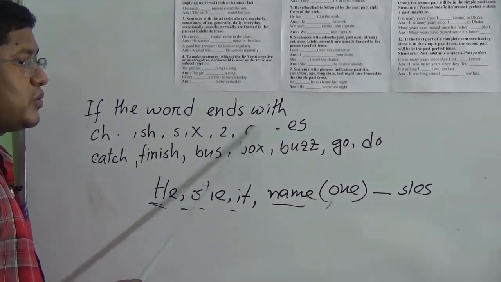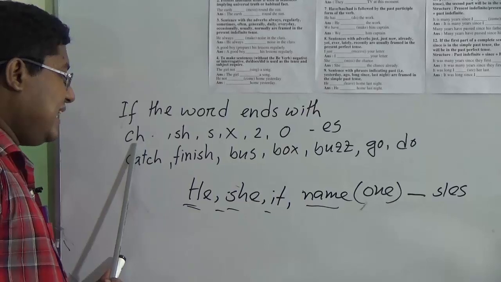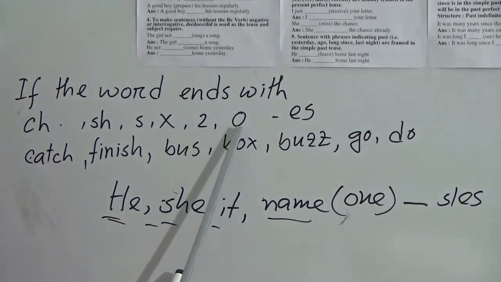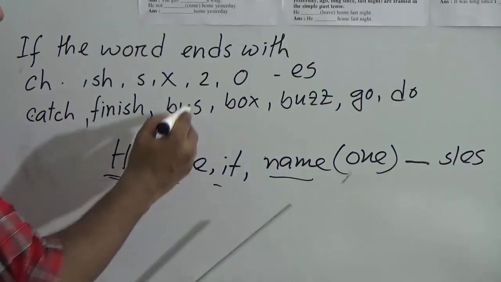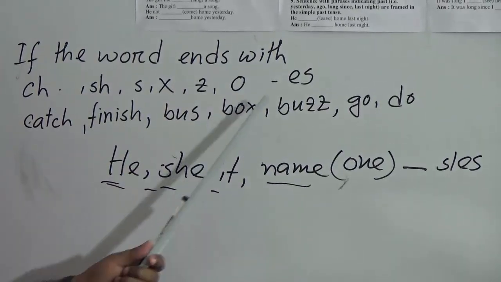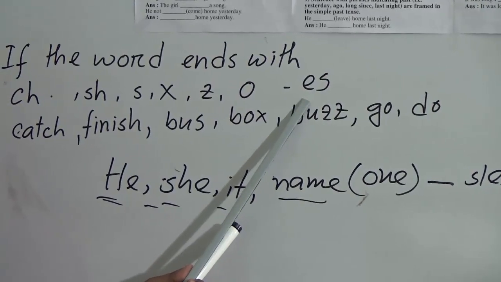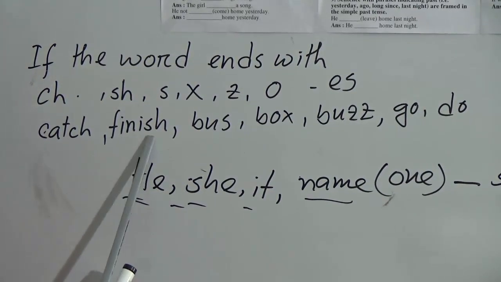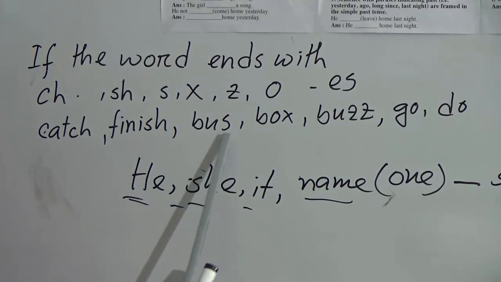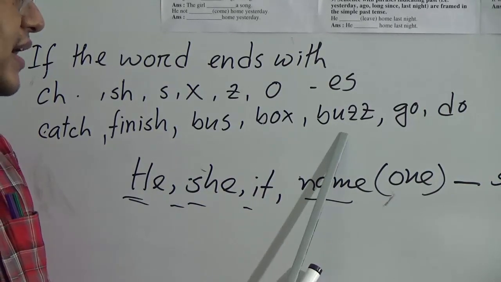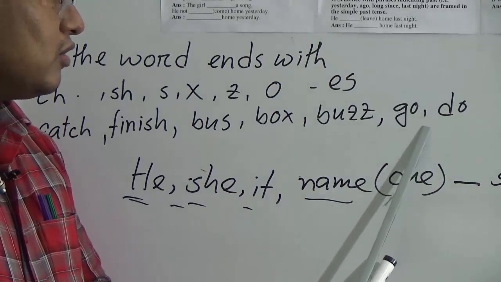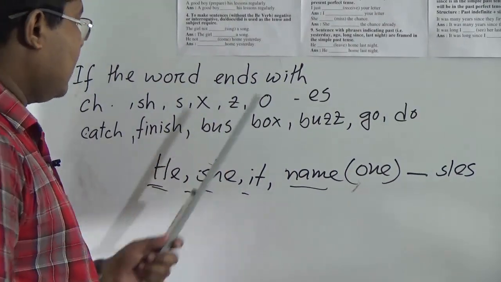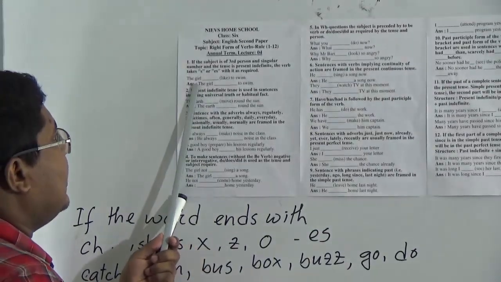So come to this topic. If the word ends with ch, sh, s, x, z or o, we will add es after the verb. So catch, catches; finish, finishes; bus, buses; box, boxes; buzz, buzzes; go, goes; do, does. Okay, so we have understood where we will add s and where es.